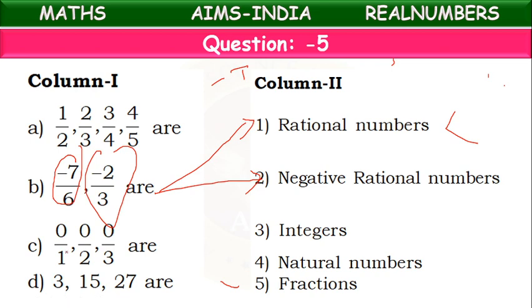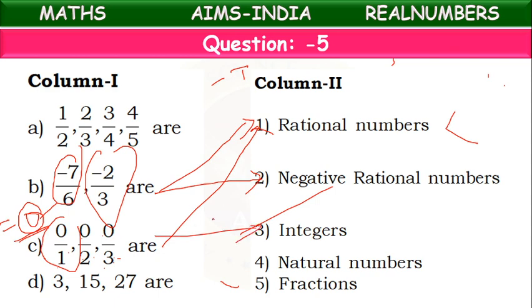Okay, children. Next: 0 by 1, 0 by 2, 0 by 3. 0 by any number is equal to 0 only. So they are rational numbers, and the value of each is equal to 0. 0 is an integer, so integer can also be an answer. Two answers are there: it may be a rational number, it may be an integer. But 0 can't be a fraction, because fractions won't consist of zeros.